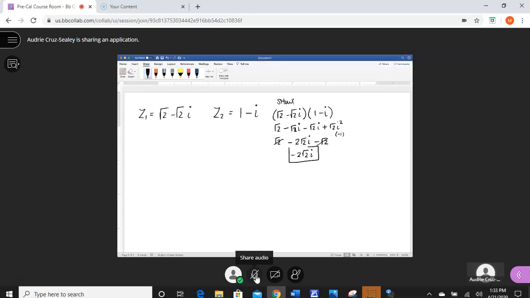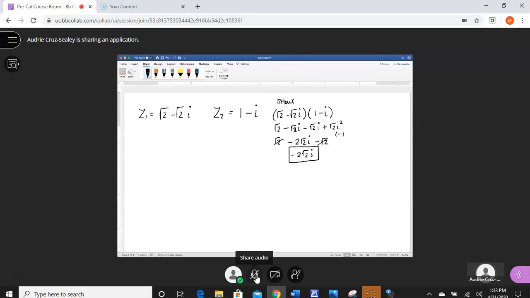Does that make sense? To divide them would be harder because you would have to take Z1 divided by Z2, multiply by the conjugate on top and bottom, and simplify. But you could do it. It's not bad. It's a little bit more complicated. What we're trying to say is that if you were to switch these to polar, doing these operations is a lot easier, because you have these formulas. So let's change these to polar.